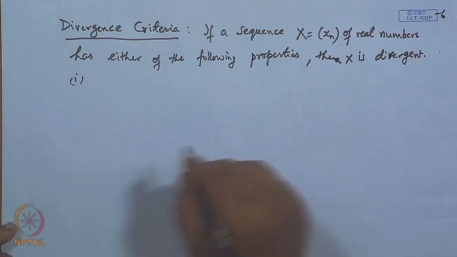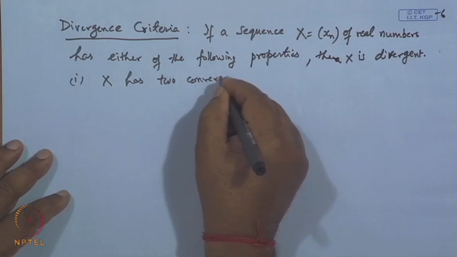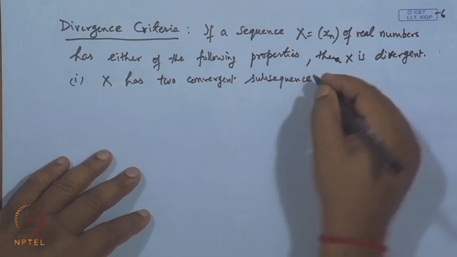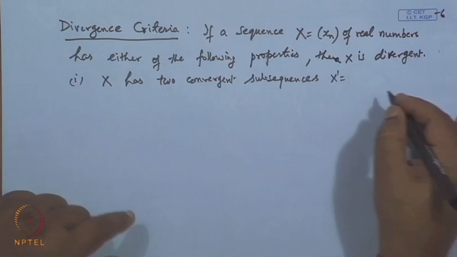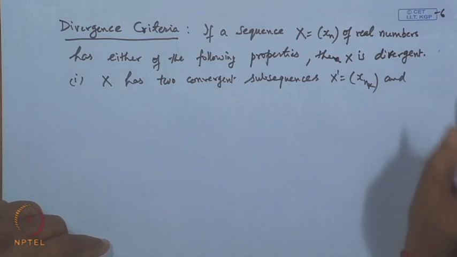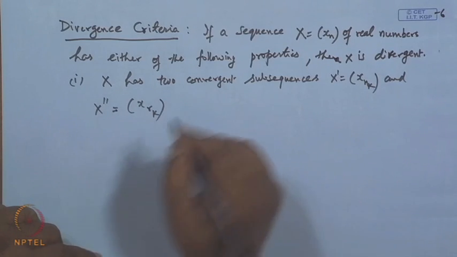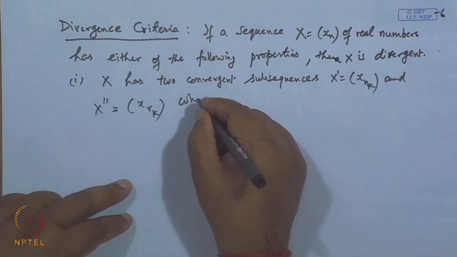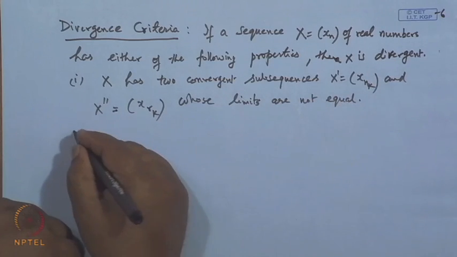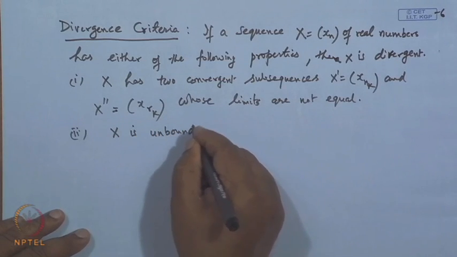The first is x has two convergent subsequences, x dash, which is say x n k, and x double dash, say x r k, whose limits are not equal. And the second one is x is unbounded.